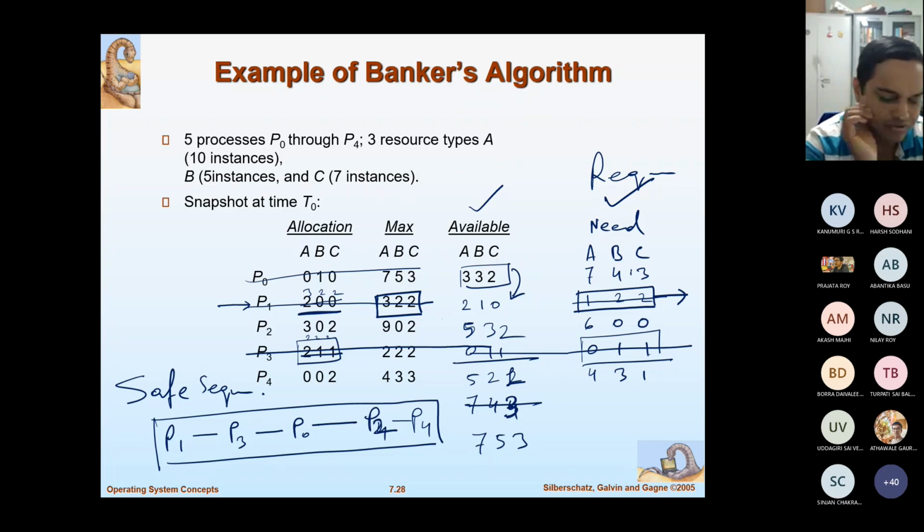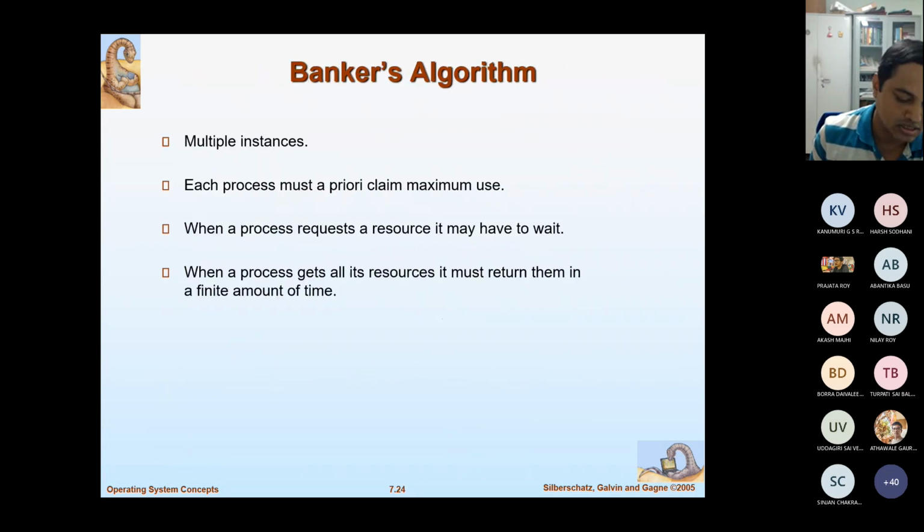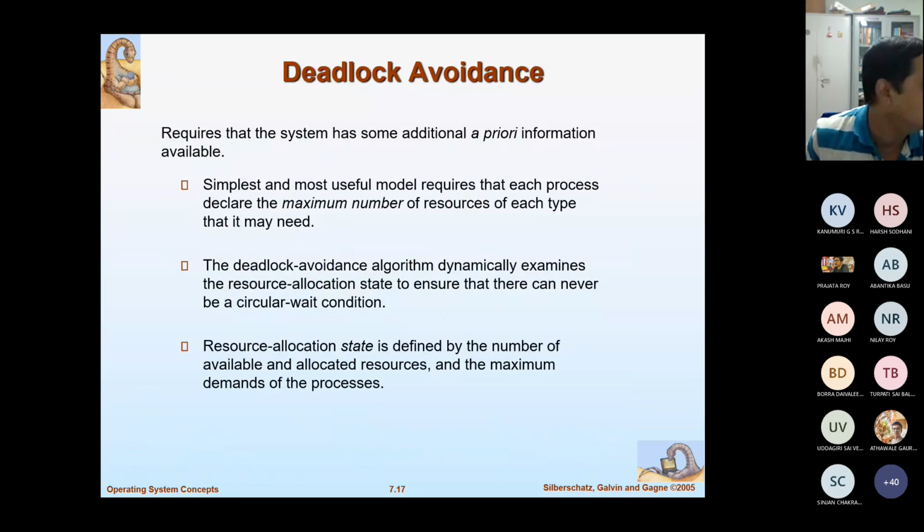If you go for deadlock avoidance, there is no question of preemption. You will send the processes on the basis of requirement and availability. Preemption comes only when you are talking about deadlock prevention, not in deadlock avoidance. This is deadlock avoidance.